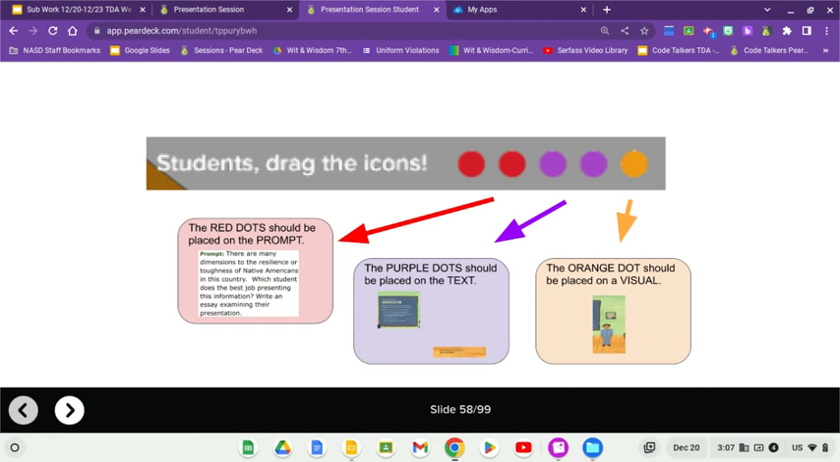Now, a reminder: when you're breaking down text to write about in a TDA later, or at least to read an exemplar, which is what we're doing, we're going to break it down in the following 3 ways. The red dots should be placed on the prompt. So you look at the prompt, find the 2 most important words, and put your 2 red dots there. The purple dots should be placed on the text. So where you see words and writing on the page, that's where you'll put your purple dots. And the orange dot should be placed on a visual. That's where you find some sort of visual information or data or illustrations.